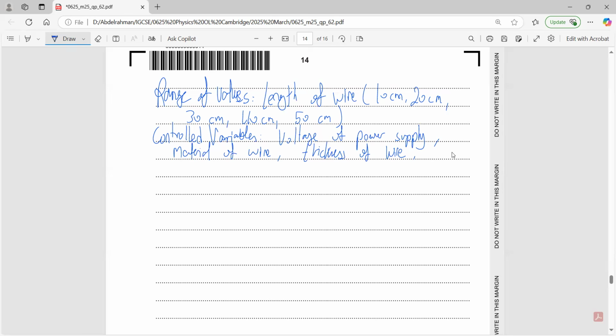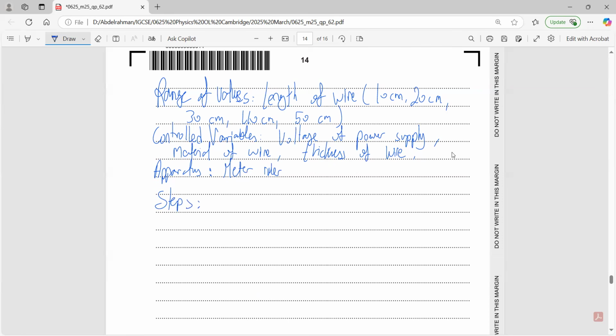Okay, so what are the missing apparatus? One very, very important apparatus that was missing was the meter ruler. We needed a meter ruler to measure the length of the wire. Okay, let's explain how we can find the resistance for this question. Let's write down the steps. Some very easy steps.